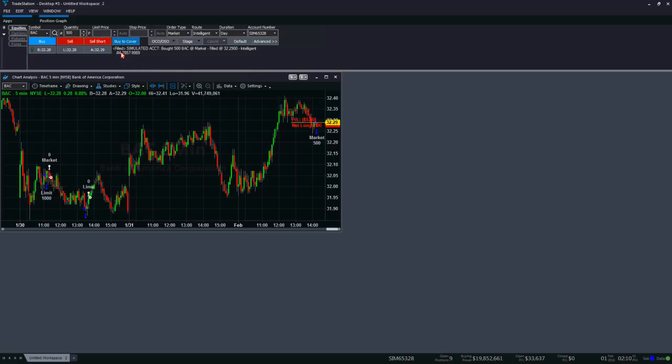But if you look over here, there's an information bar that tells you exactly what happened to the order that you submitted. I got filled on my simulated account, and I bought 500 shares of Bank of America at market, and I got filled at $32.29. So if you're not looking at any other windows in TradeStation, you're looking at the order bar. The order bar tells you what happened to your order.